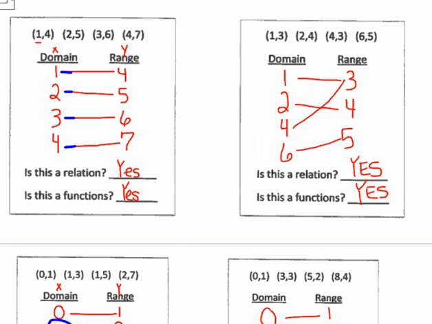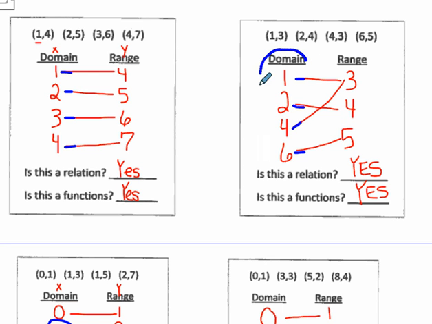I did the mapping diagram here, and I just want to call your attention to one thing. There were 2 3s in my range value, but I only wrote it 1 time. So you can see how this mapping diagram worked out. This is a relation. Again, they're all going to be relations. And this is a function.